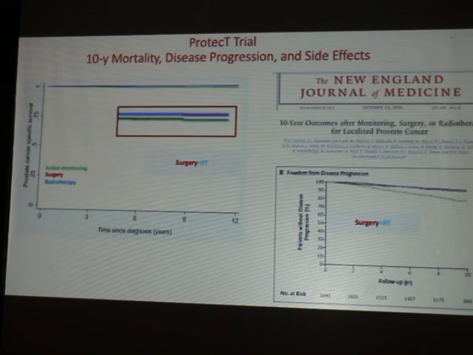I am not in favor of active surveillance for any patient, because when you say active surveillance, every 3 months or 6 months you have to do an MRI. If there is an increase in PSA, you do a biopsy. You give a lot of mental agony to the patient. So active surveillance is out. Radiation and surgery are both equal even in terms of controlling the metastasis.